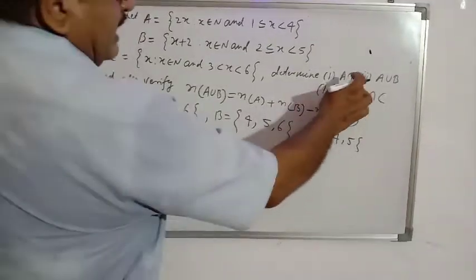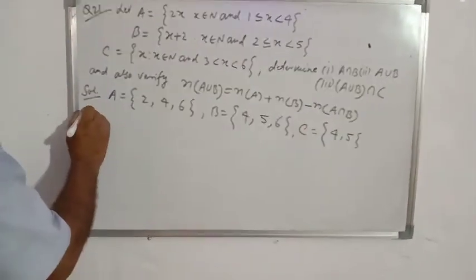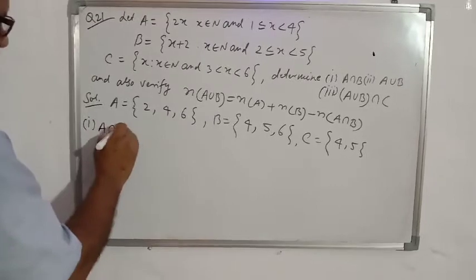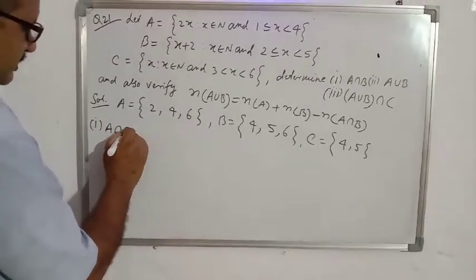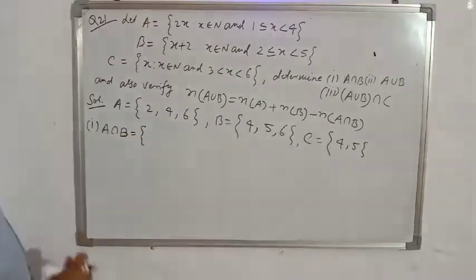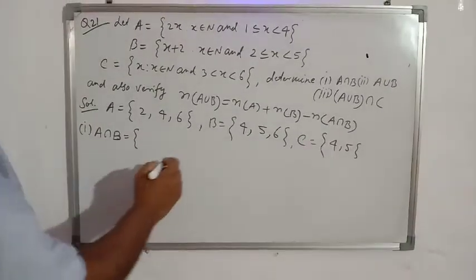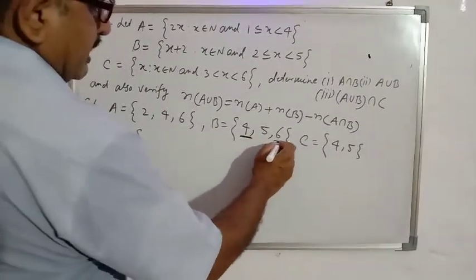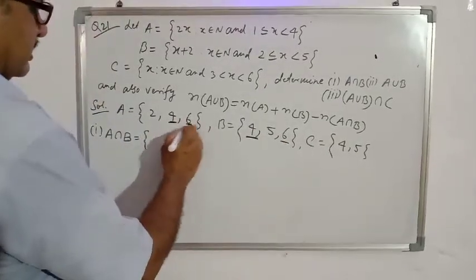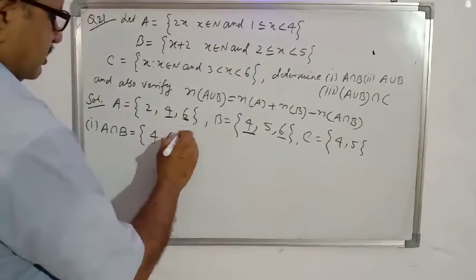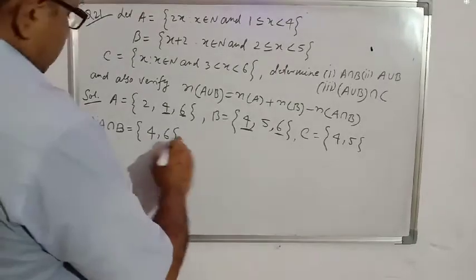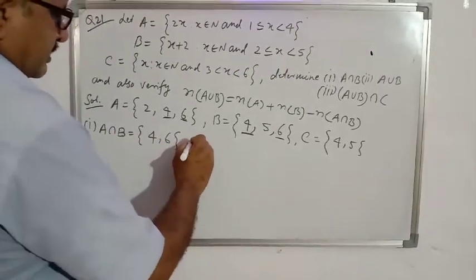Now we have to find A intersection B, first part. A intersection B means common elements of both the sets A and B. So what is common in both the sets? 4 and 6. Here 4, 6. It is A intersection B.